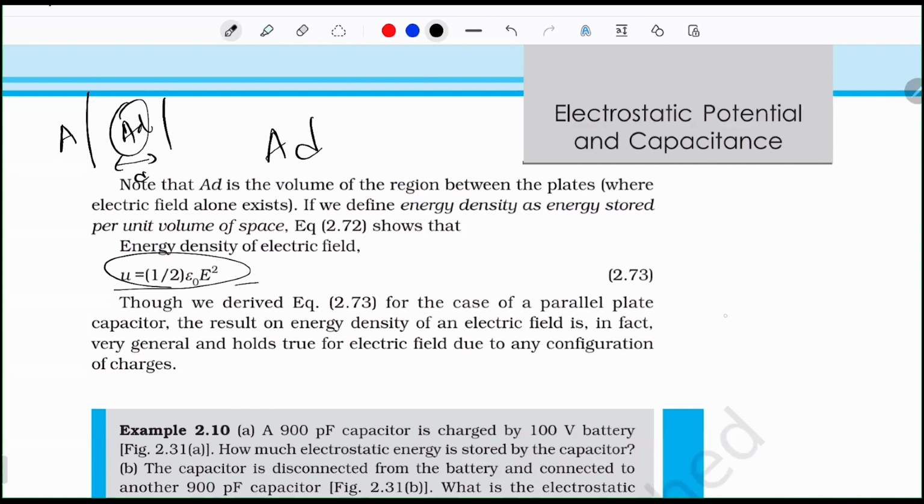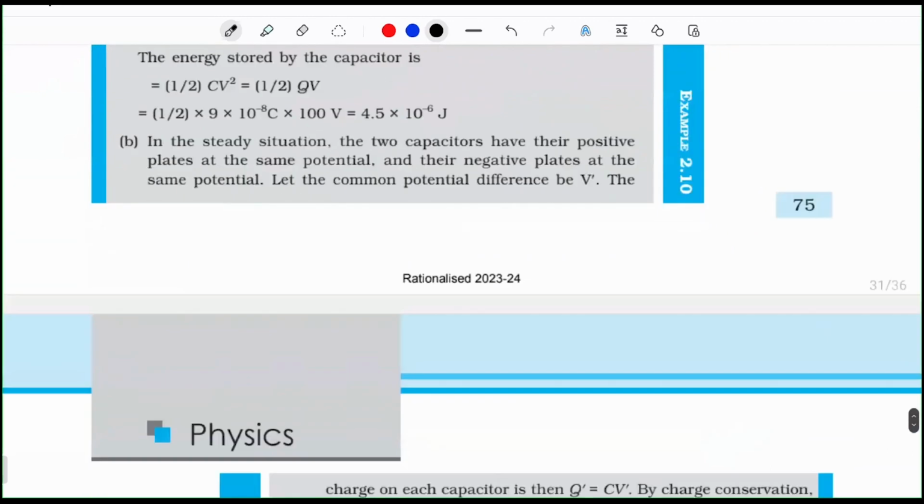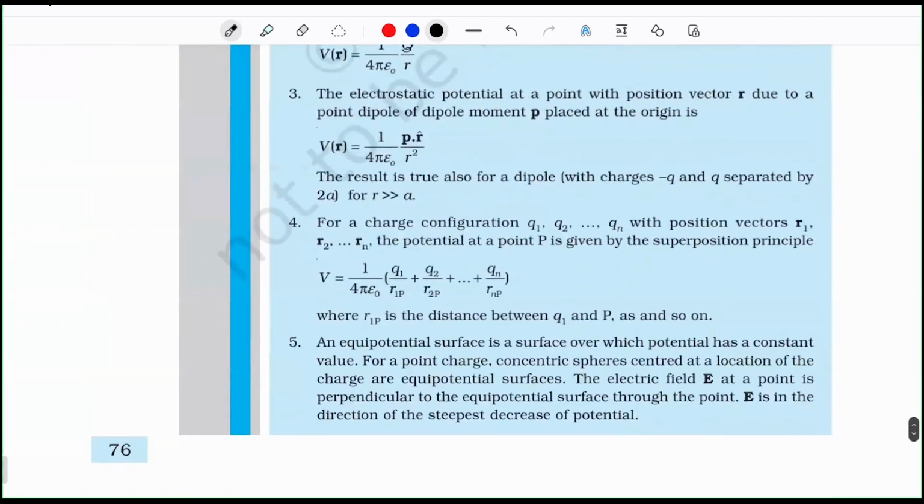So what I've just described, the method of calculating self energy by bringing charges from infinity, is one possible method. But another possible method is simply to integrate the energy density over all of space. Okay, so with that, we've come to the end of this chapter.